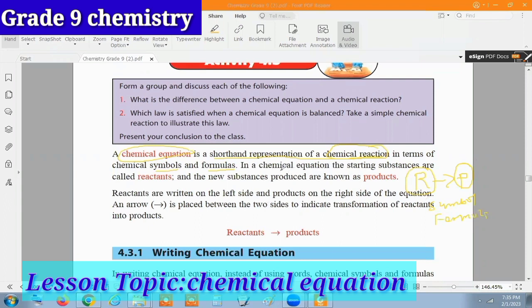So in a chemical equation, the starting substances are called the reactants. And the new substances produced are known as the products.